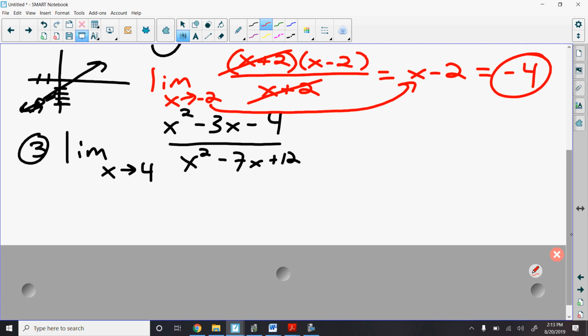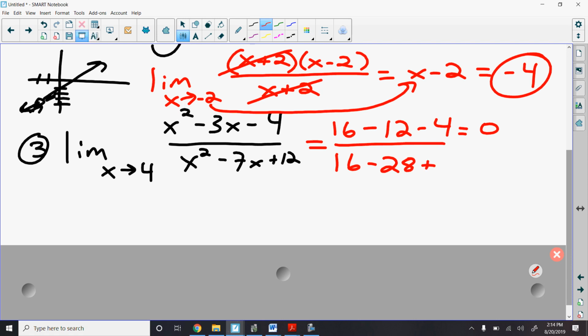Okay. First thing I want to do is plug in 4 and see what I get. When I plug in 4 up top, I get 4 squared, so I get 16, minus 3 times 4 is 12, minus 4. 16 minus 12 is 4, 4 minus 4 is 0. And on bottom, I get 4 squared is 16, minus 7 times 4 is 28, plus 12. 16 minus 28 is -12, -12 plus 12 is also 0. So I'm getting 0 over 0, which is telling me it's likely a hole in my graph.